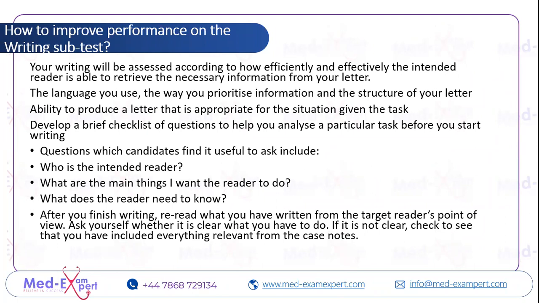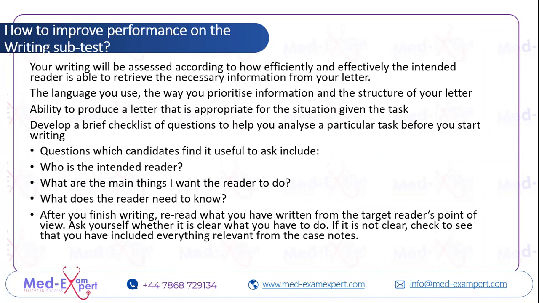The second thing is about the language you're going to use, the way you prioritize your information and structure your letter. So which information do you want the person to think is much more useful than the other information? The way you're organizing your information is much more important. Then you can make a checklist of some questions, and while you're proofreading your work you can verify for each checklist item whether you have fulfilled that task or not.